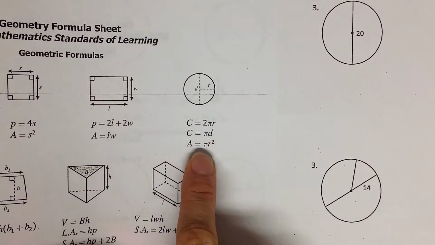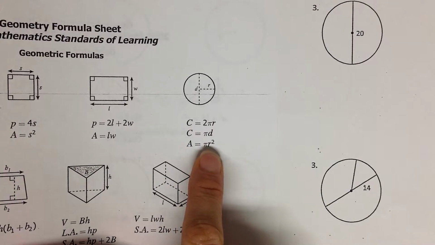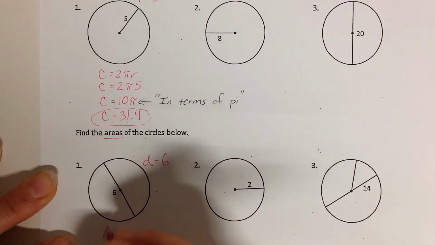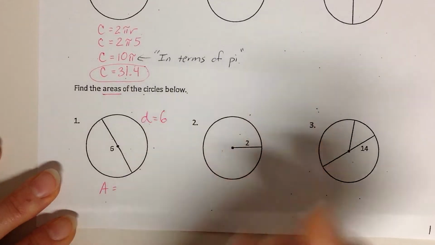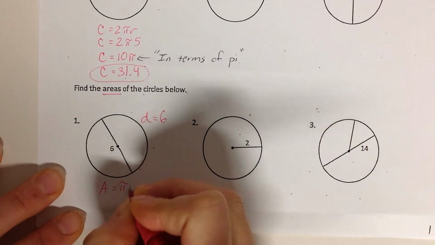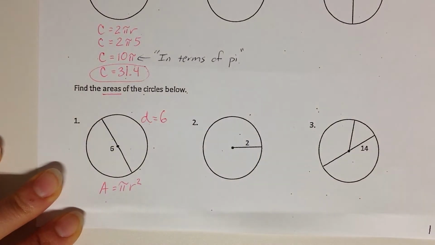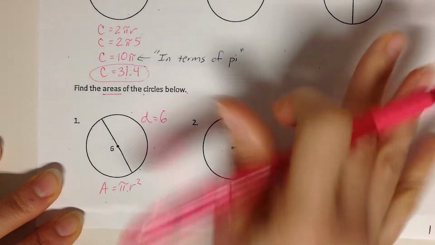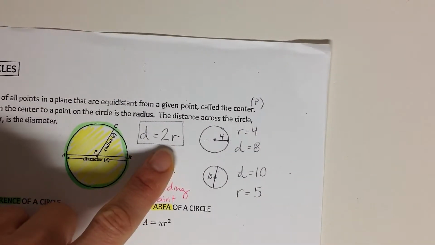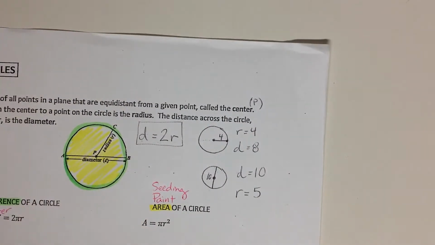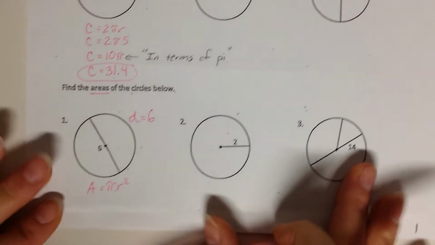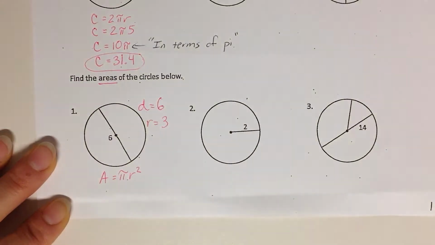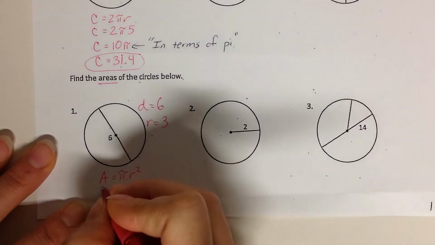Now, I only have one area formula. I have to use radius. So area equals pi r squared. I'm going to write down my formula. Okay, now, I have to use radius. I cannot use diameter. So remember, the diameter is 2 times the radius. So if you need the radius, you're doing the opposite of multiplying, you're dividing. So radius equals 6 divided by 2, 3. Okay, substitute.